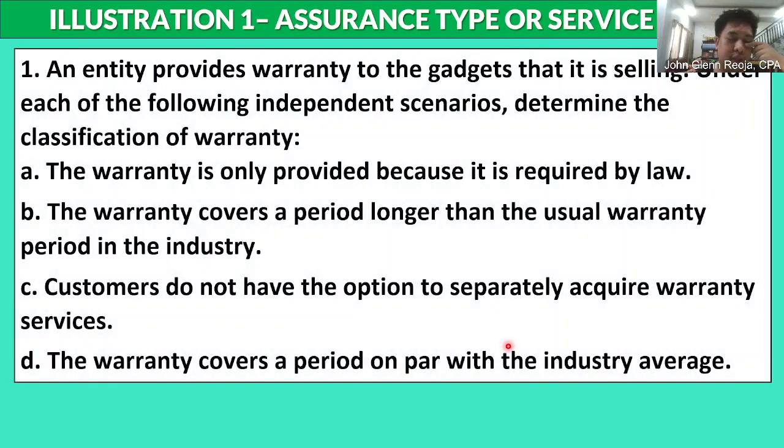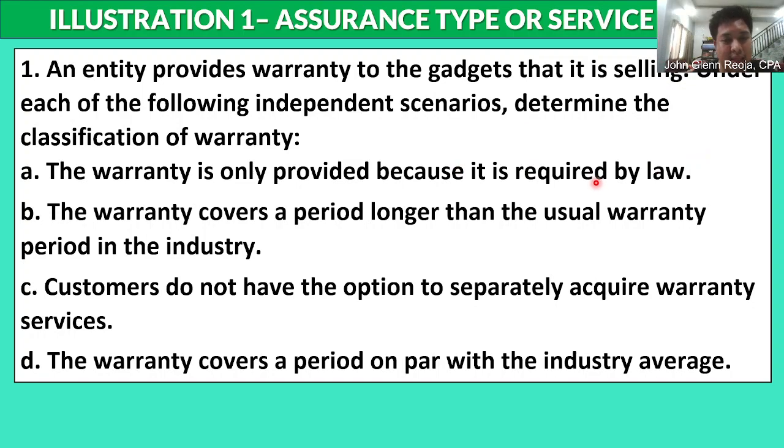Okay. So dito muna tayo sa basic, no, just to illustrate if this is under assurance type or service type. Okay. So an entity provides warranty to the gadget that is selling. So under each of the following independent scenarios, determine the classification of warranty. So yung letter A, the warranty is only provided because it is required by law. Kasi required by law daw.